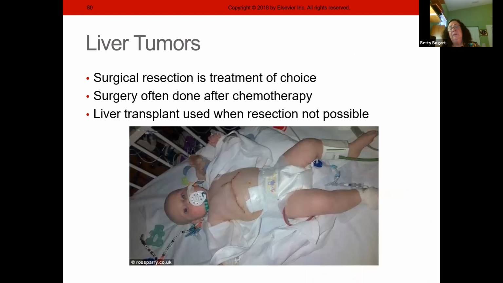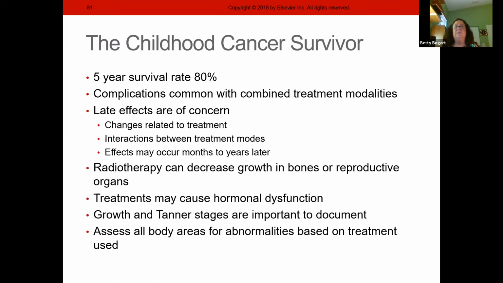Liver tumors, livers are pretty special. You could take out a lobe and they regrow. With liver transplants, sometimes you have to take them all out, but children actually do pretty good with livers. So today, our survival rate is 80%. It's probably even more since this book has been written. We have so many treatment options out there. They're doing a lot better. We're having so much more research being done.